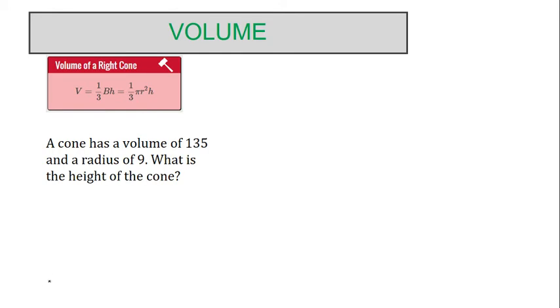All right, so let's go about rearranging this formula now to solve for a particular measurement of interest. So here we have the problem that a cone now has a volume of 135 cubic units, and it has a radius of 9 units. What is the height? So we're being asked to solve for the height. We start out with the formula like we always do. Write it down: volume equals 1/3 times pi times the radius squared times the height.